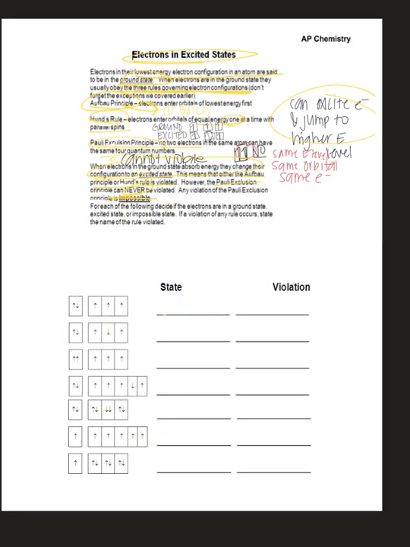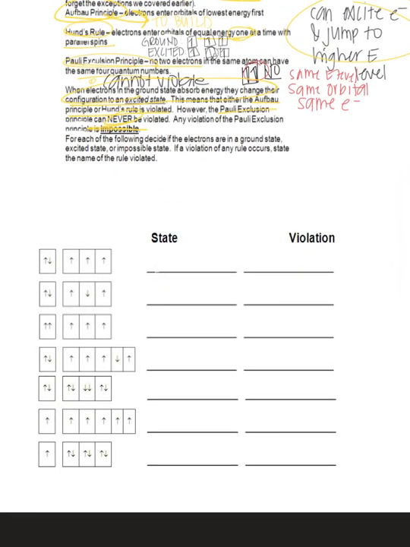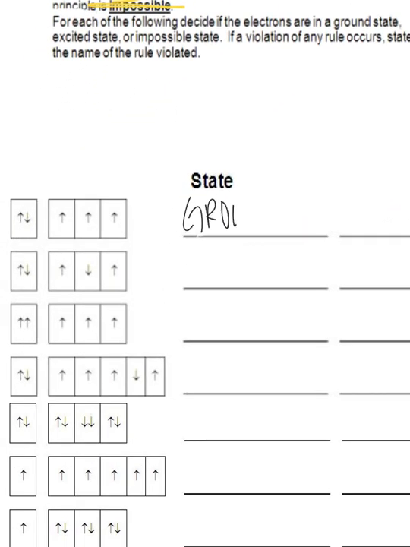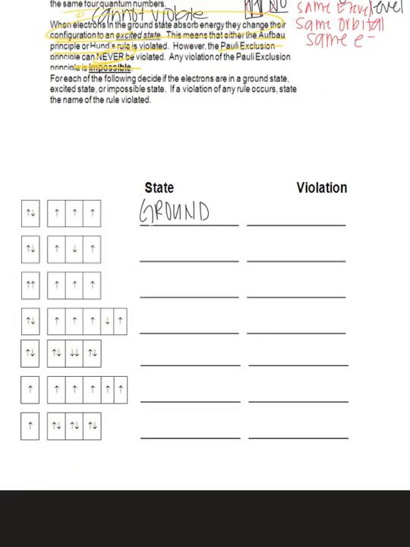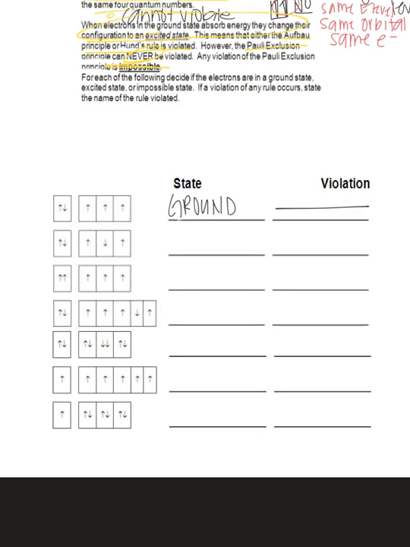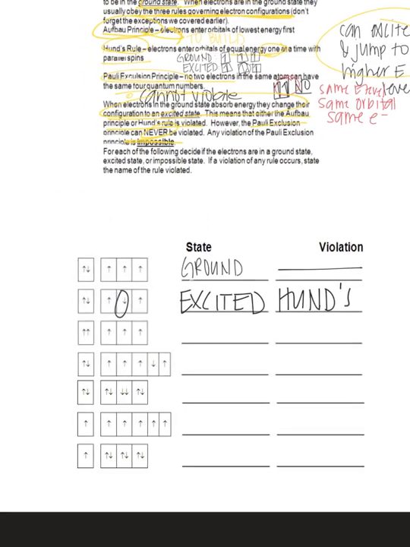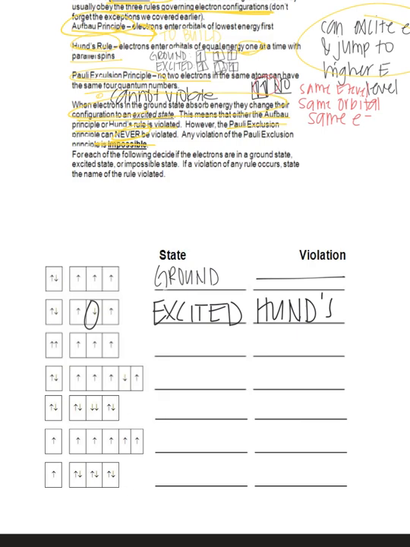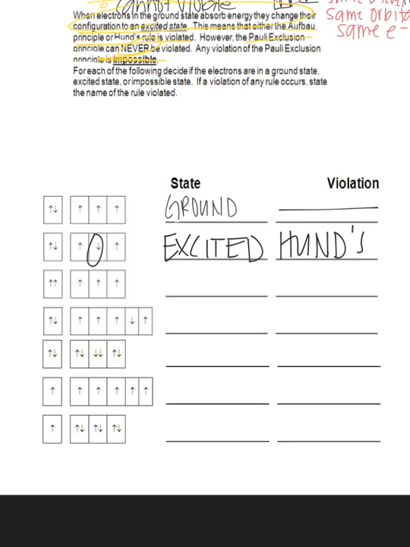For each of the following, we need to decide basically what state it's in. If it's violating a rule, we need to figure that out. So let's look at this first one. All right, this one doesn't look like anything's wrong with it. So this is a ground state configuration, and there's no violation. This next one, I've got this little guy who's pointing the wrong way, so I know that this is an excited state because it's violating Hund's rule. Remember Hund's rule, you have to enter orbitals one at a time with parallel spins. So this one got a little funky with its spin, therefore it violated Hund's rule.